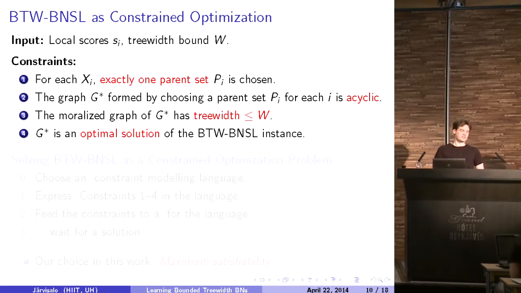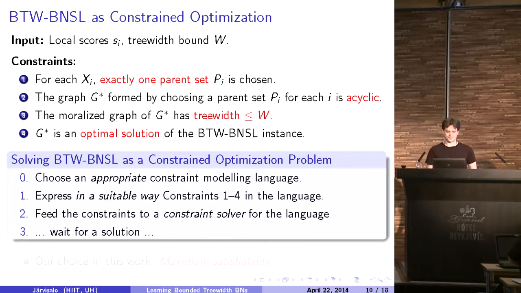And now, getting to the treewidth constraint, we declare basically what's the moralized graph of a graph that we look at, and have to state declaratively that that guy's treewidth should not exceed the treewidth bound W. And of course, as I said, we want to learn optimal solutions. So the G star that we're looking at should minimize the decomposable sum, the objective function of the problem. So this is in an abstract setting.